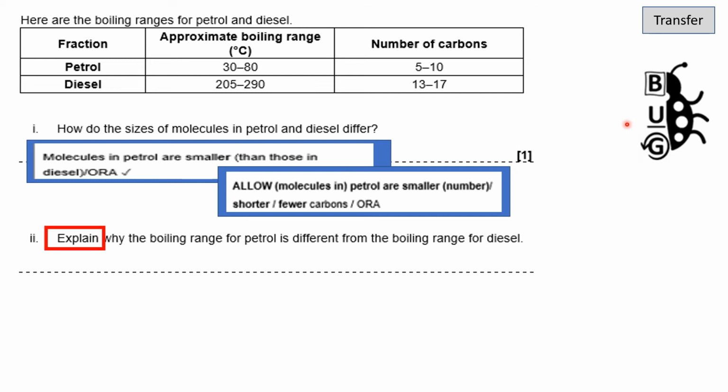So I'm going to notice that I've got a command word there, explain. Whenever you see explain, it means give a reason. So you're looking for the scientific reason for something. Well, what am I trying to explain? What am I trying to give a reason for?